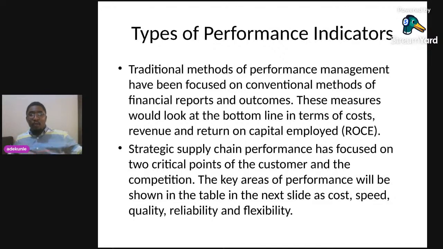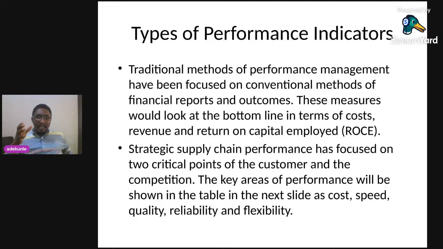So, we have types of indicators, but originally, performance management has been focused on conventional methods of financial report and outcome, and these measures will look at the bottom line in terms of the cost of revenue and the return on capital employed. So strategic supply chain performance is focused on 2 critical points: the customer and competition.